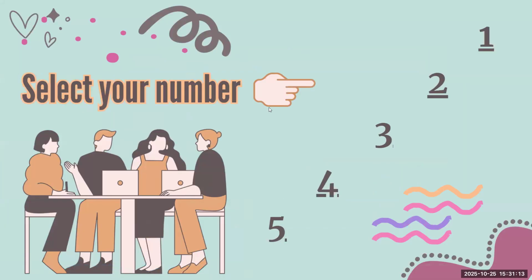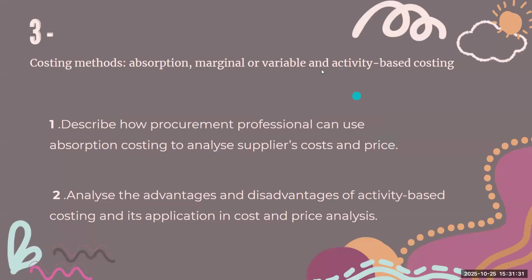The third number is selected by Dell. I don't know your name, actually, because you are using the default name from the computer. So let me select this first. Now, this is another inquiry. Dell, can you unmute yourself and tell me about the absorption costing method and also the activity-based costing method?